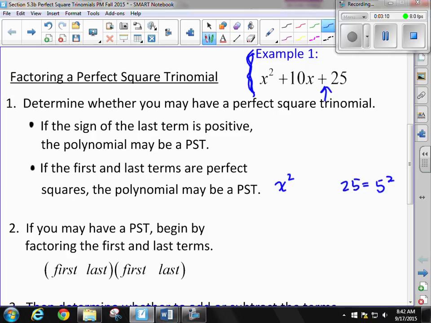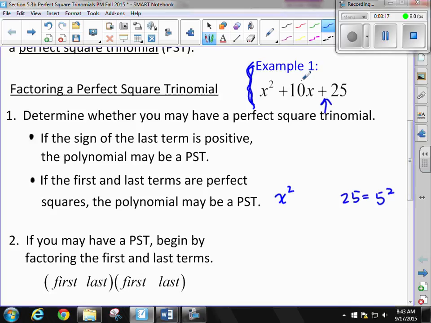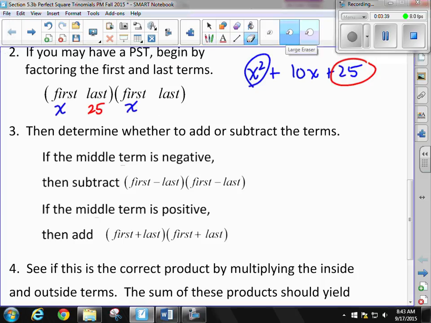If you may have a perfect square trinomial, begin by factoring the first and last terms. Okay, so I'm going to copy this down. I had x squared plus 10x plus 25. My first term is x squared, so it factors as x and x. My last term is a positive 25. 25 factors as 5 times 5.